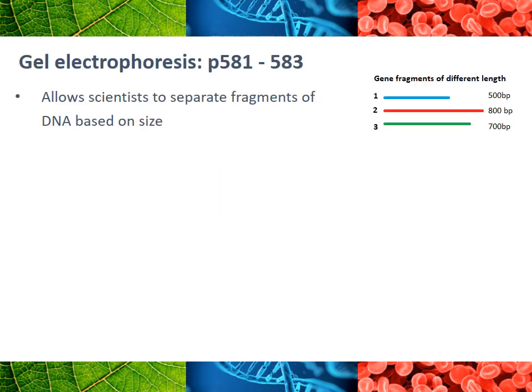All right, so the next section is just following on in the textbook, pages 581 to 583, and this is called gel electrophoresis. This is a process that allows scientists to separate fragments of DNA based on their size. Imagine here we've got 3 different genes, 1, 2, and 3, and we want to find out which one is longest and which one is shortest, or we want to separate them based on their size.